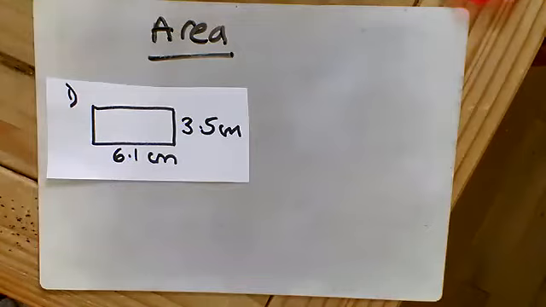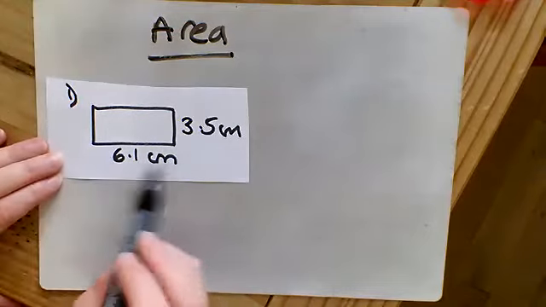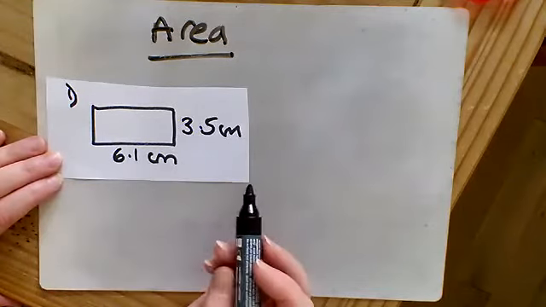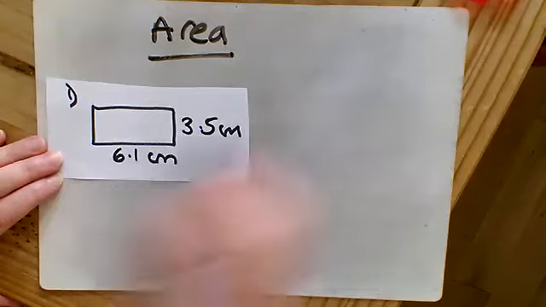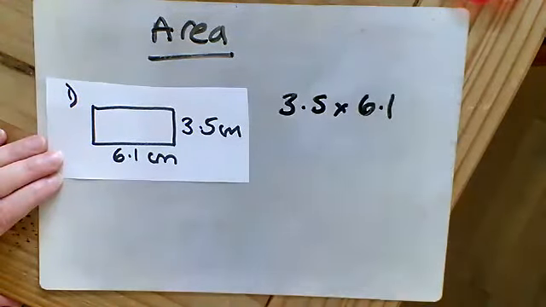Hi, we're going to do some area problems now. Hopefully you're all familiar with how to find the area of a rectangle. So we need the length times the height, or some people call it the base and the height, or the length and the width. It doesn't really matter. In this case, we want to do 3.5 multiplied by 6.1.